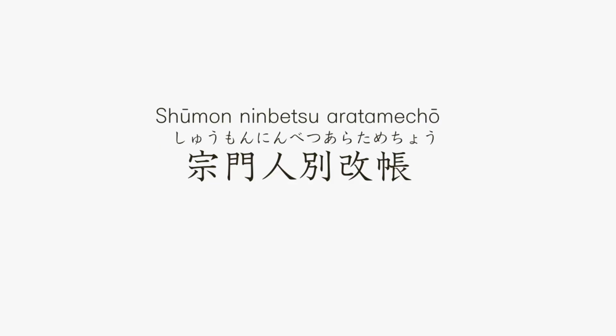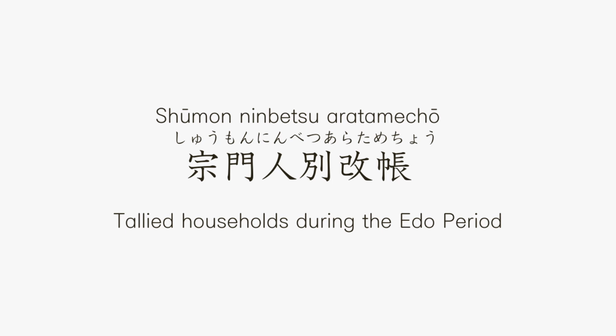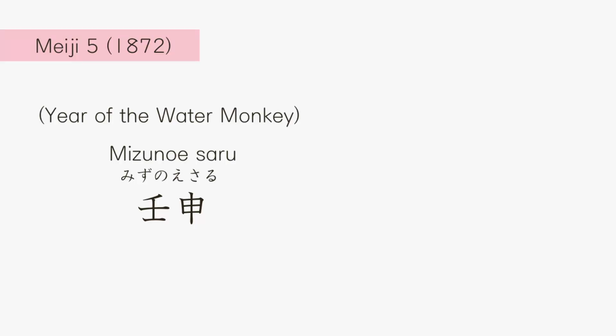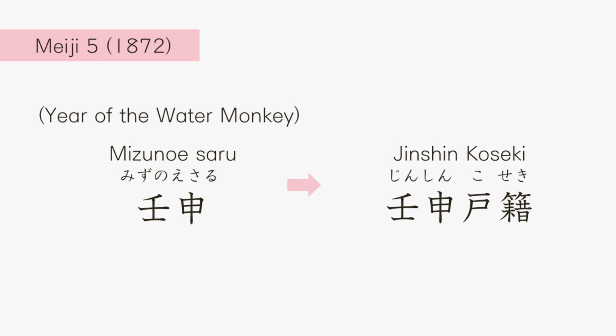Until then, so during the Edo period, there was a system called Shumon Ninbetsu Aratamecho, which tallied households including the imperial family, nobility, samurai, soldiers, monks, and commoners. At the time, this was groundbreaking. The zodiac sign for the year that these first koseki were created was the water monkey or Mizunoe Saru. So the koseki from Meiji Year 5 are called the Jinshin koseki.